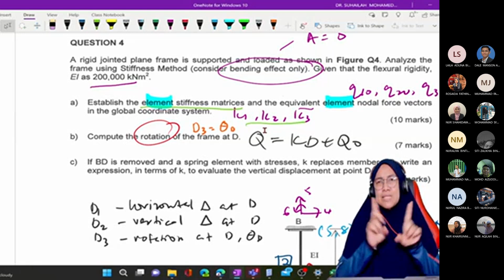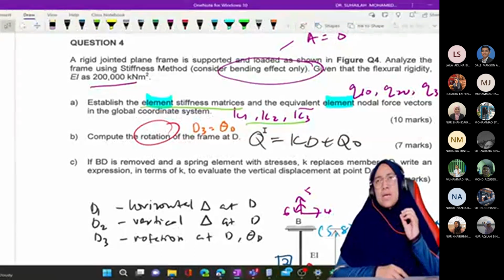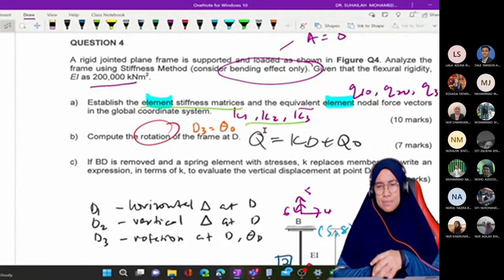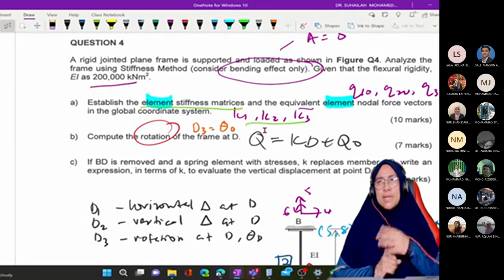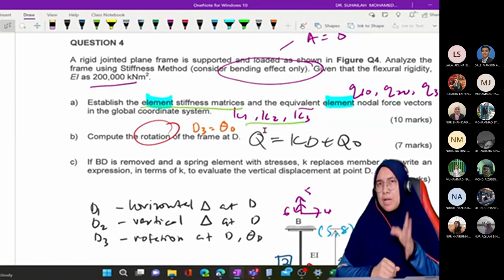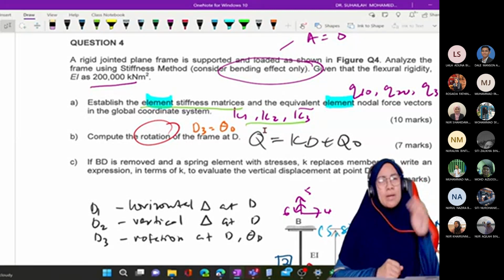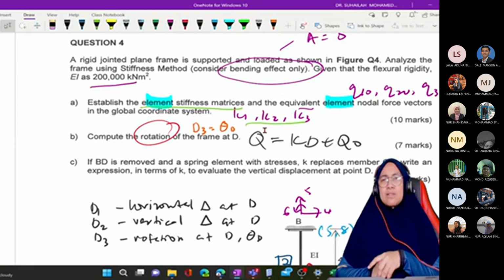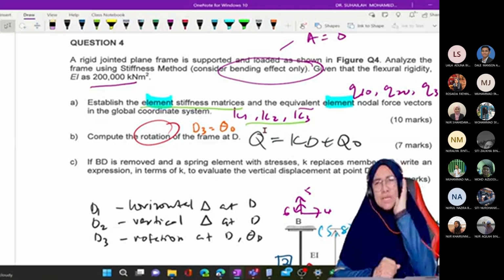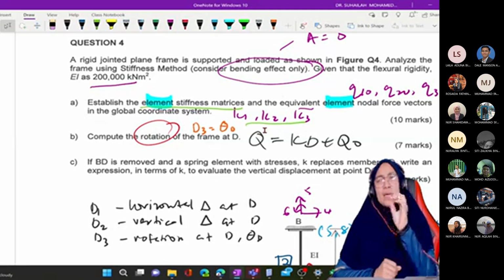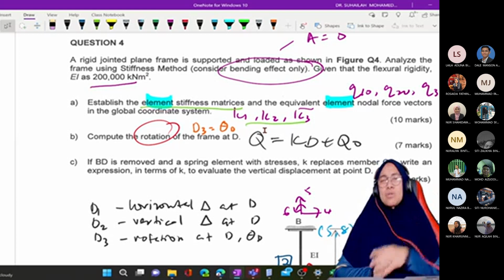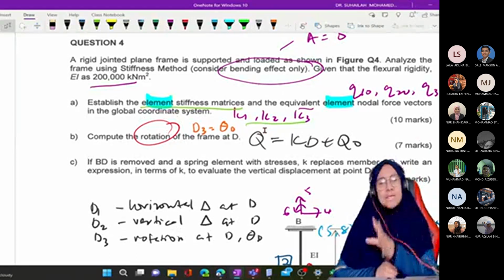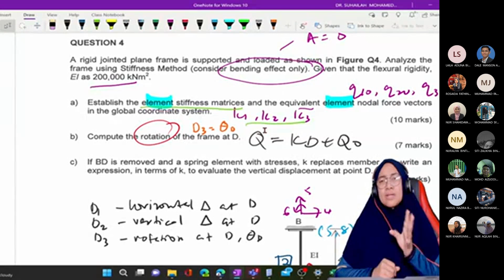Beam and frame have similarity in equivalent nodal forces. Beam and frame. Only for beam, we don't have to consider the X component. So there is also Q1 naught, Q2 naught, Q3 naught in beam, especially when there is UDL and point load subjected on the member. Not at the end, because at the end it becomes a nodal force. If the vertical force is subjected at the ends, at nodes, it does not become this; it becomes Q, nodal forces.